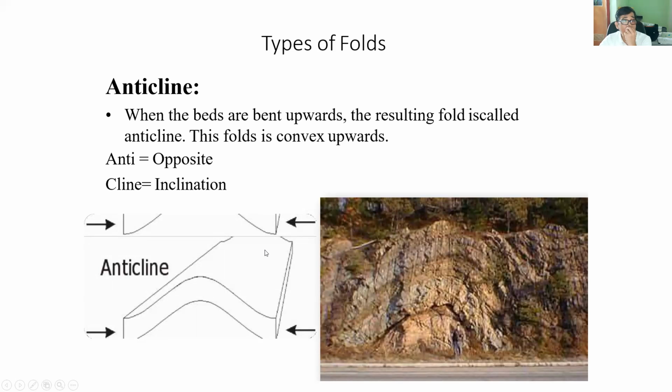We will now describe this as the anticline, and the cline is the inclination. So when the beds are bent upwards, the resulting fold is called the anticline. When the bend is resulting upward, it is called the anticline. This fold is convex upward. So these are called the anticlines, and the clines are the inclination. The totality of this curve or fold is called the anticline.